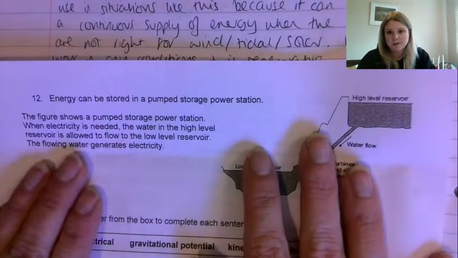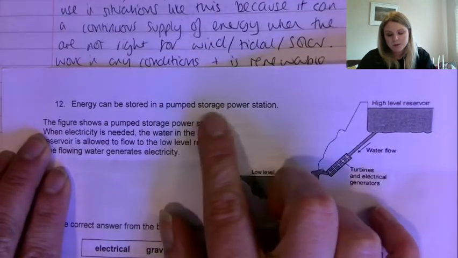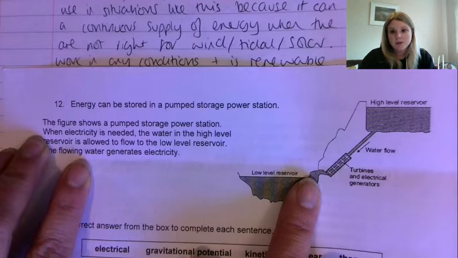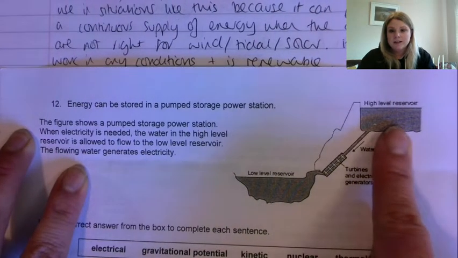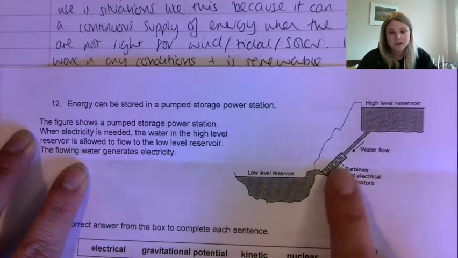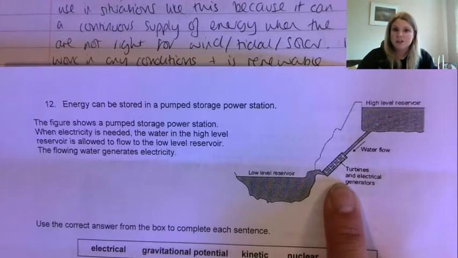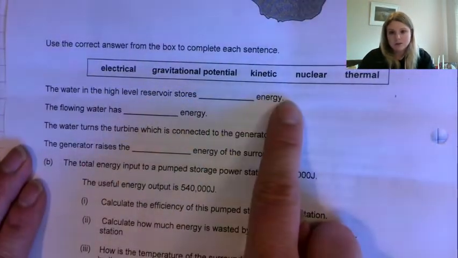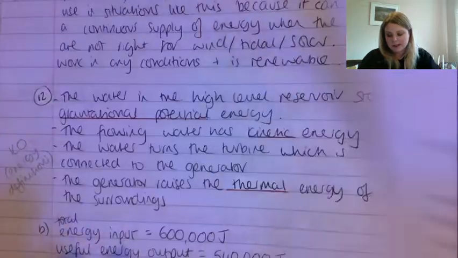Okay, question 12. Energy can be stored in a pumped storage power station. This diagram shows a pumped storage power station when electricity is needed. The water in the high level reservoir is allowed to flow down to the low level reservoir, and then the flowing water is going to turn this turbine here, and that will turn a generator, and the generator will generate electricity. What we had to do in question 12 was to fill in these blanks, so I have done that here.